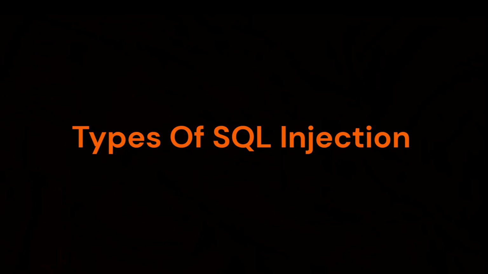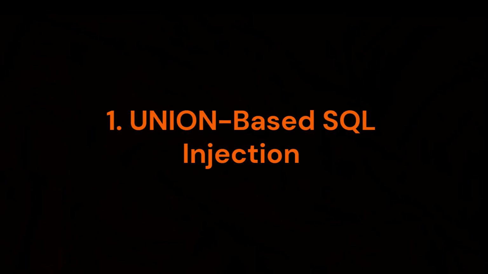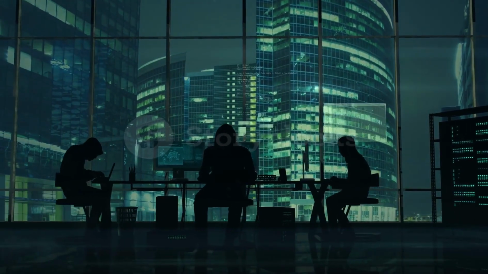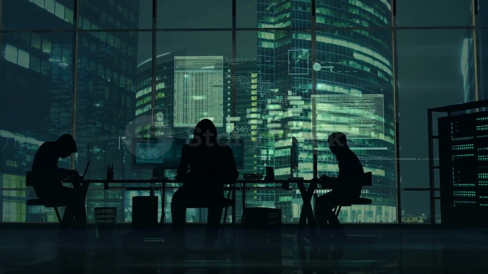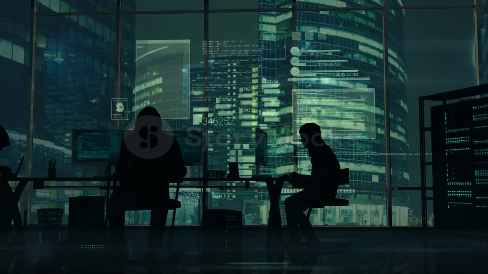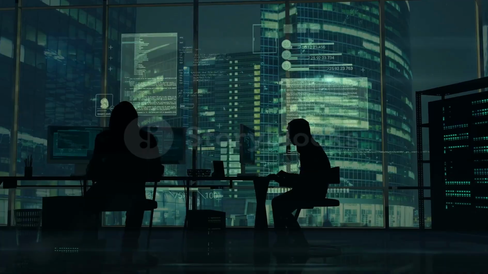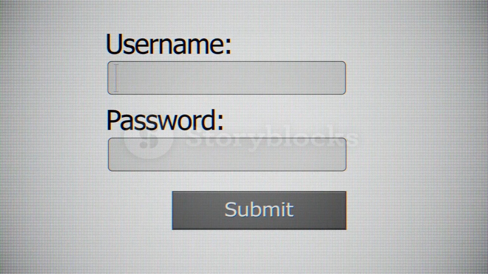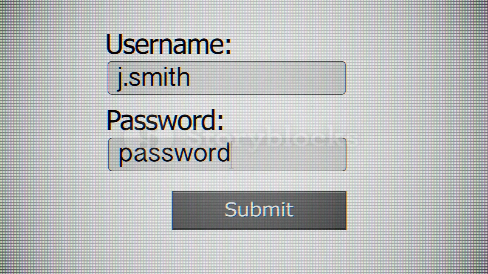Types of SQL injection. 1. Union-based SQL injection. Uses the UNION operator to combine results from different tables. The UNION operator lets attackers append their own queries, stitching together unauthorized data like a digital Frankenstein. Why it works: poor input validation allows UNION to append unauthorized queries.